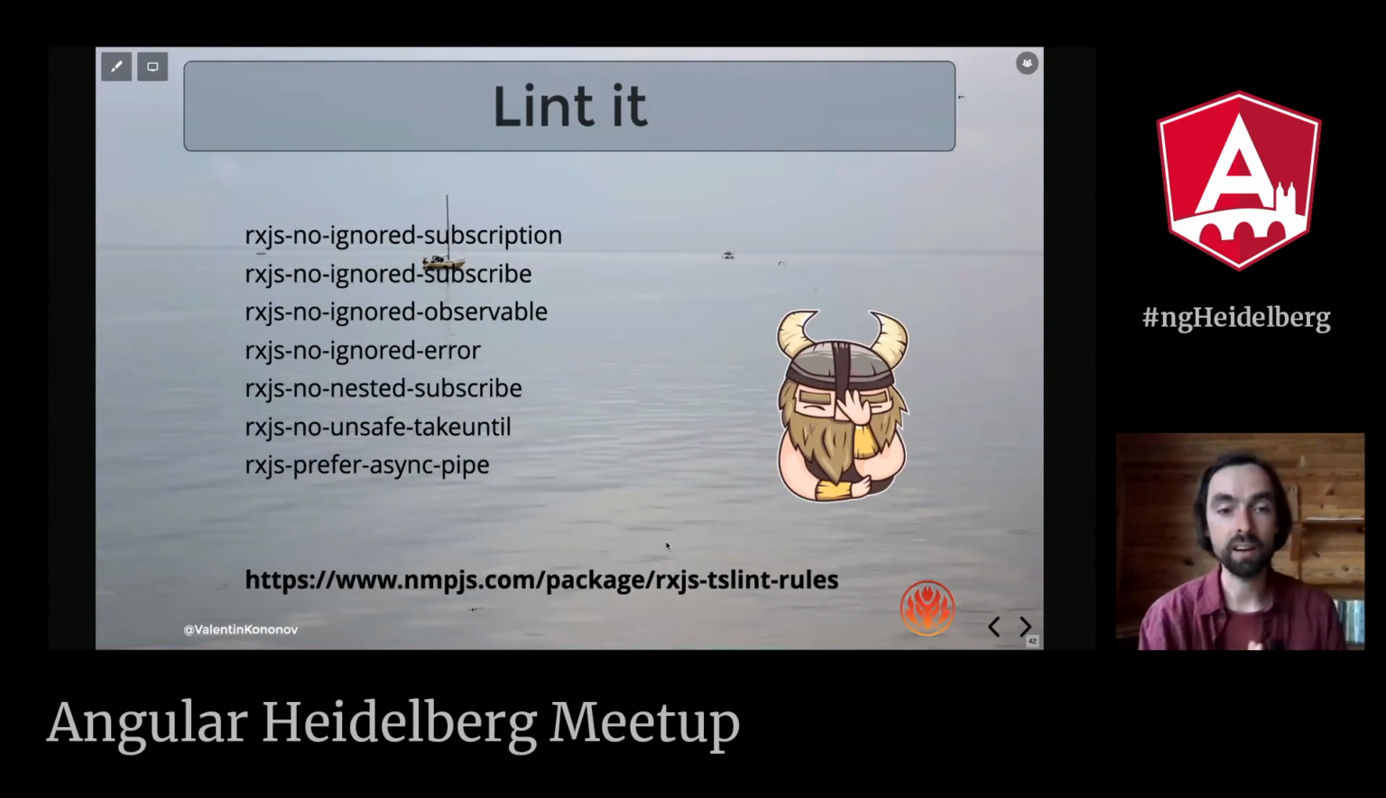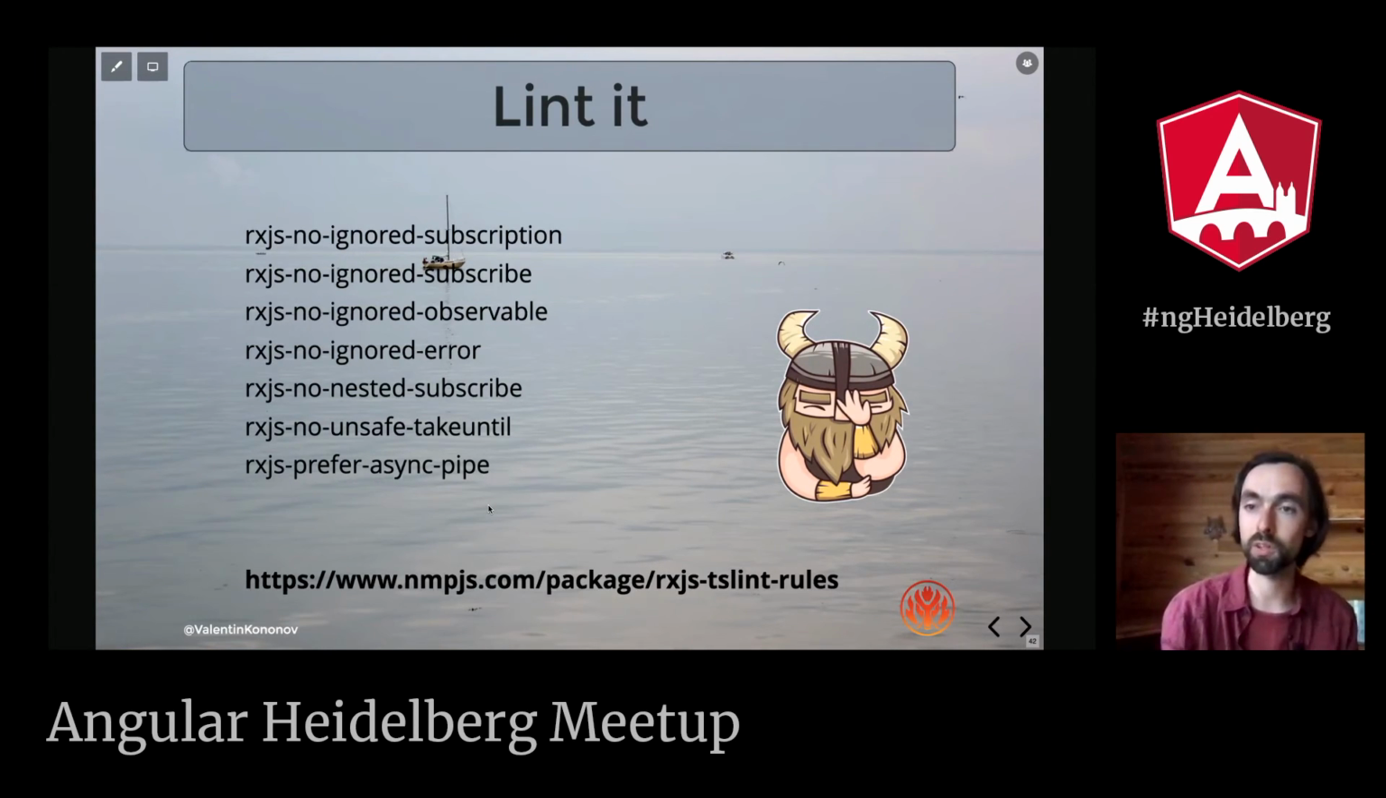Okay, and I started with the strict settings with the lint, and I want to mention it once again. In the list of lint rules, you have a lot of rules for RxJS, like no ignored subscription, no ignored error, which is pretty cool here. And the last one, which I like a lot, is RxJS prefer async pipe. It will force you to use async pipe instead of something else.